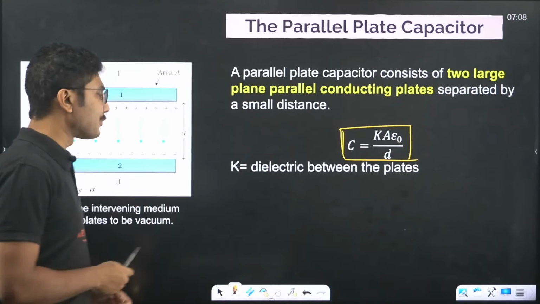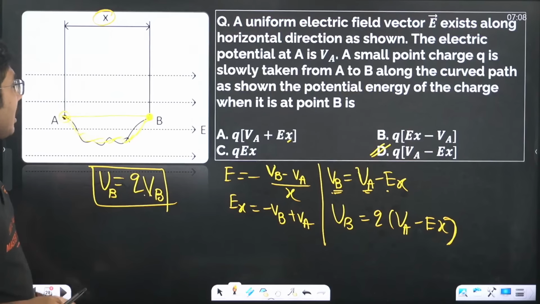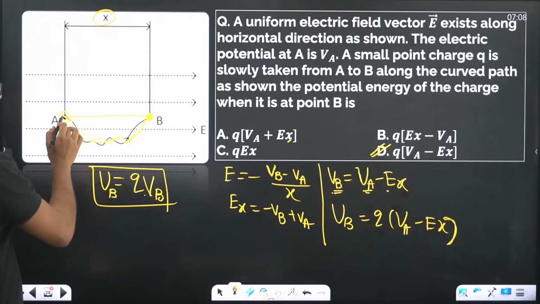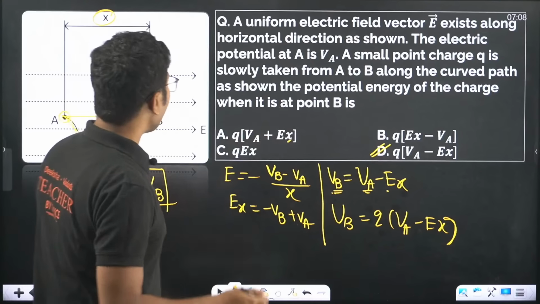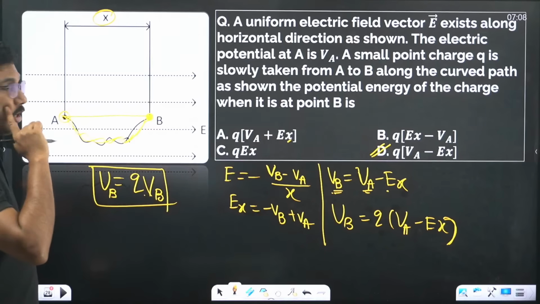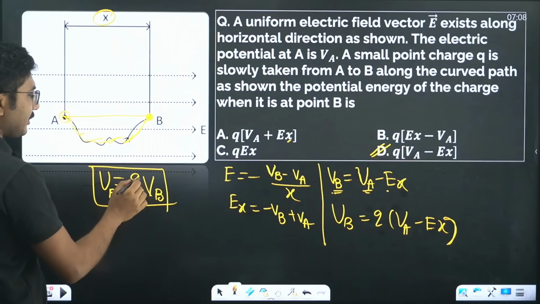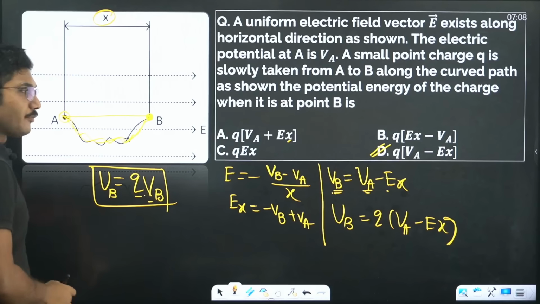Okay, it will be K epsilon naught by d. Now here is one example problem where they have given you the electric field. They have given you 2 points. They ask what is the potential energy when the charge is at point B. So potential energy at any point is given by charge into the potential of that point.